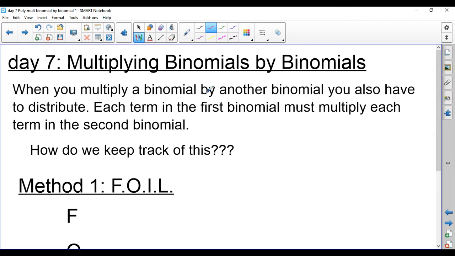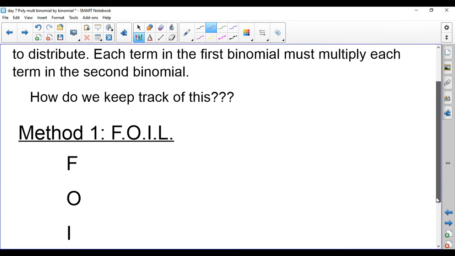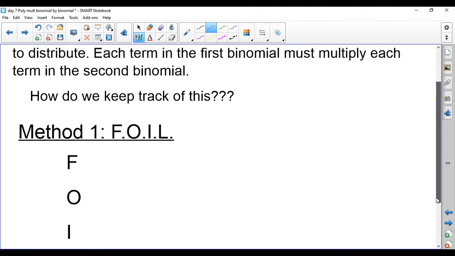Today, what we're going to do is multiply a binomial by a binomial. Where binomials have two terms, just like a bicycle has two wheels. When you multiply a binomial by another binomial, you also have to distribute. Each term in the first binomial must multiply each term in the second binomial. I'm going to show you a couple different techniques for doing this today, and it's really up to you which you choose to use. So here's one way to keep track and make sure that each term in the first binomial multiplies each term in the second binomial.